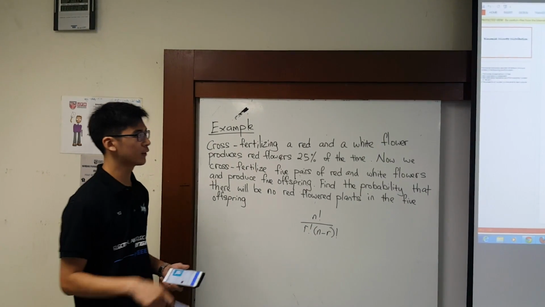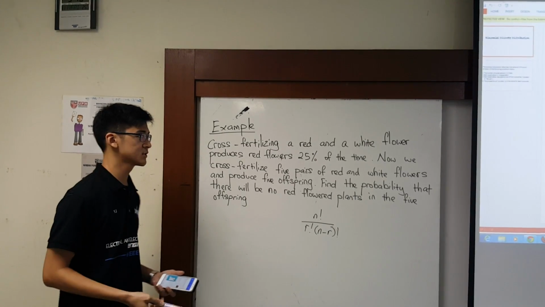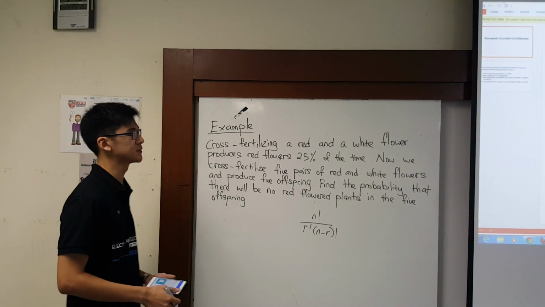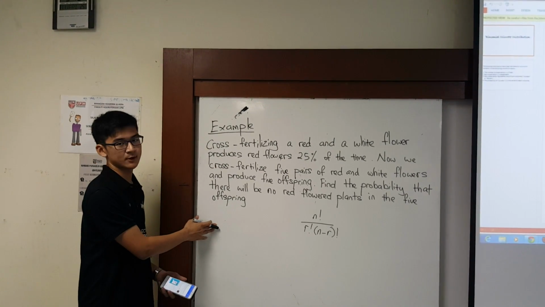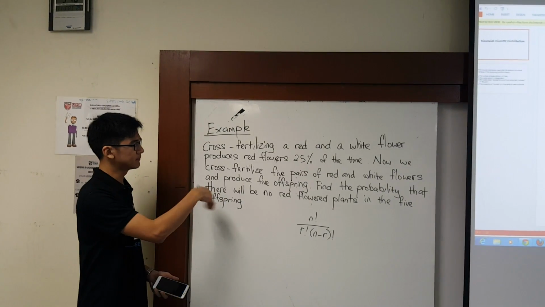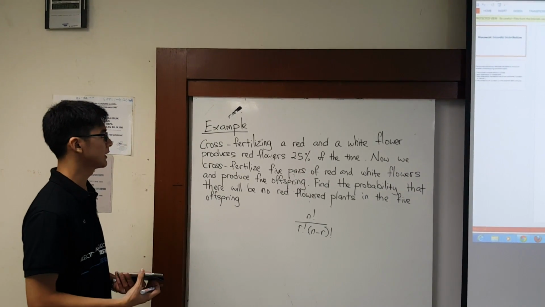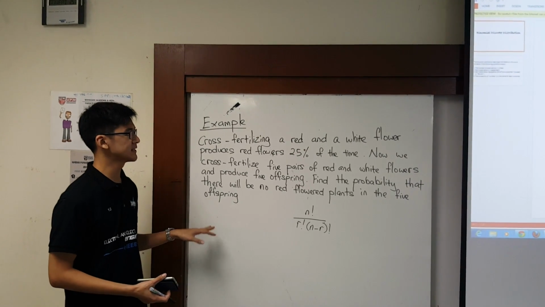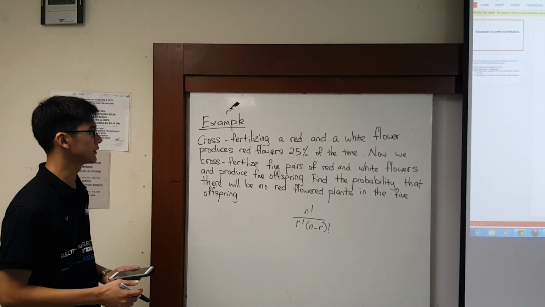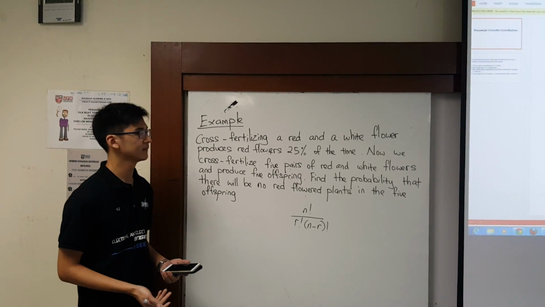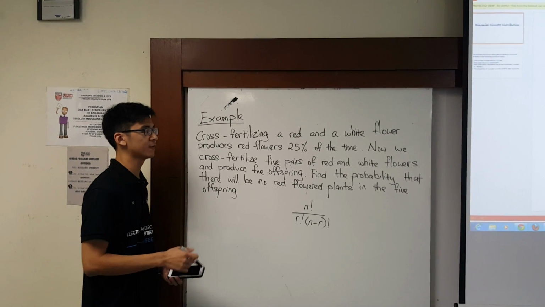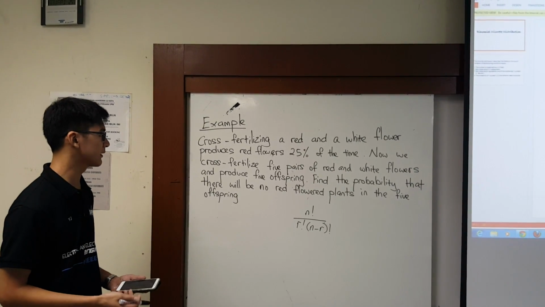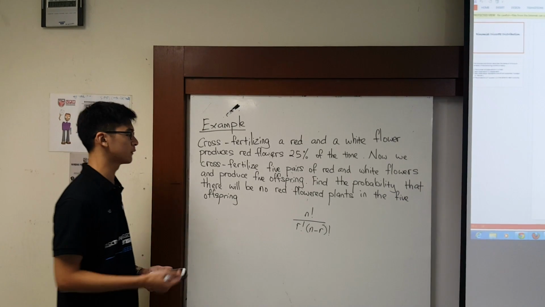And now I will continue our presentation with an example on the topic of binomial discrete distribution. I've prepared one example here about flowers, and now I'm reading the question for all of you. Cross-fertilizing a red and a white flower produces red flowers 25% of the time. Now we cross-fertilize 5 pairs of red and white flowers and produce 5 offspring. What is the probability that there will be no red flower plants in the 5 offspring?